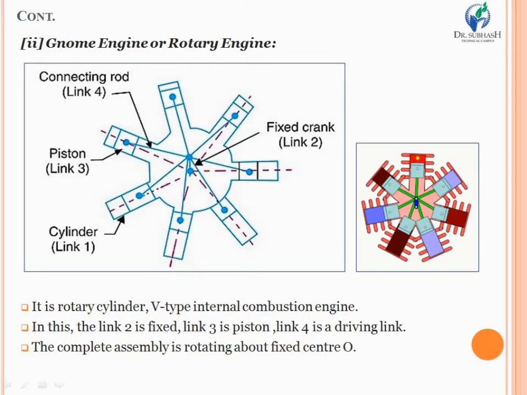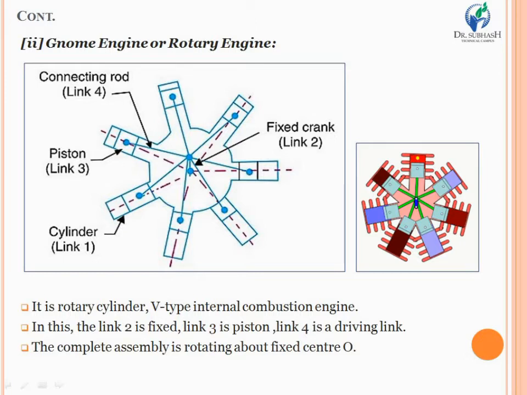After that one more inversion is there, and that is the gnome engine or rotary engine, which is basically the inversion made from the single slider crank chain mechanism. If you look at this diagram, the gnome engine is generally a rotary engine, V shape, or V type internal combustion engine, and a few years ago it was used in aero engines, but presently due to its inefficient operation this type of engine has become obsolete because nowadays it is totally replaced by modern inversions of the mechanisms.